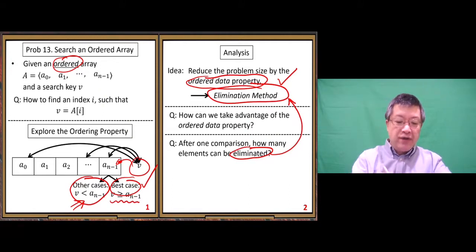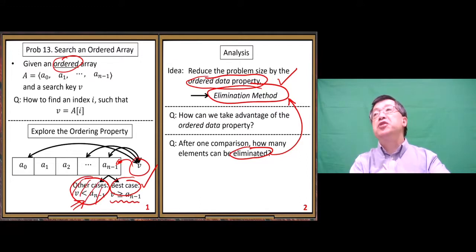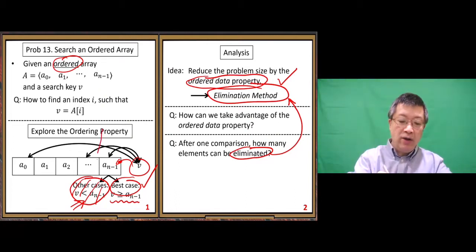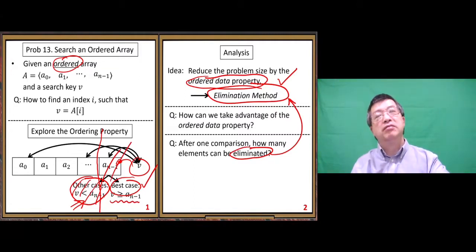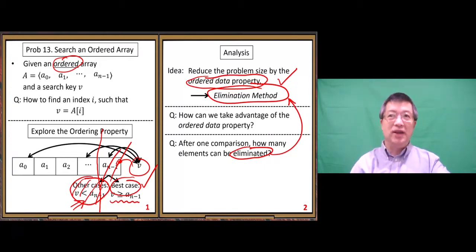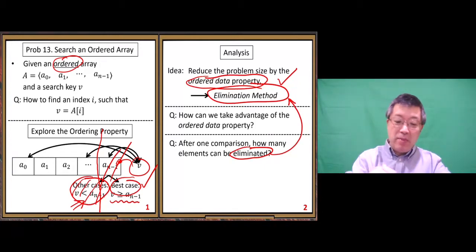But if you get into this part, how many elements can you eliminate after one comparison? Only one, right? You just eliminate the last element. All the remaining elements you still need to consider. That's not a good problem reduction, right? The problem size only reduced by 1. Not very efficient. So you can see that this choice is not a good choice, right?